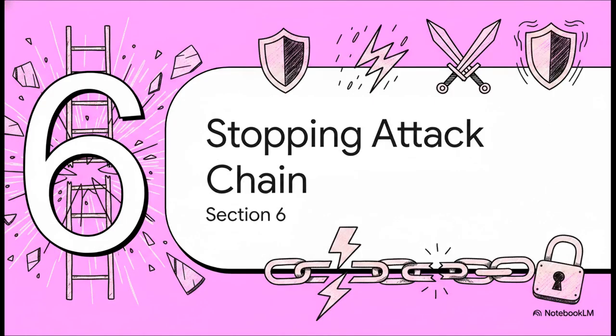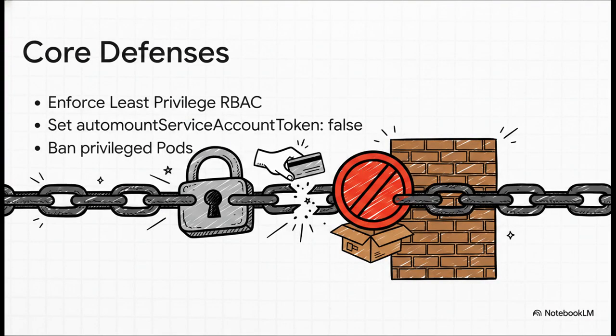But hey, here is the good news. You can break this ladder. Let's move to our final section, stopping the attack chain. Defending Kubernetes isn't about buying some expensive magic security box. It's about breaking the specific links in the chain we just talked about. First, enforce strict least privilege RBAC. Never, ever use that wildcard asterisk.